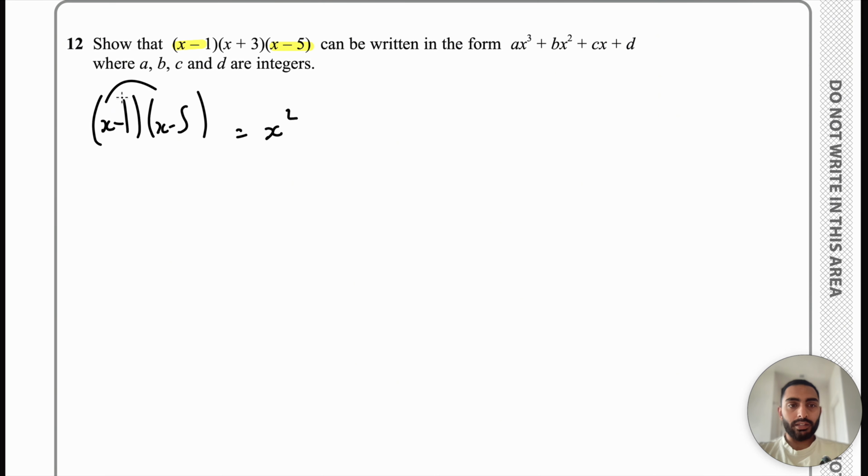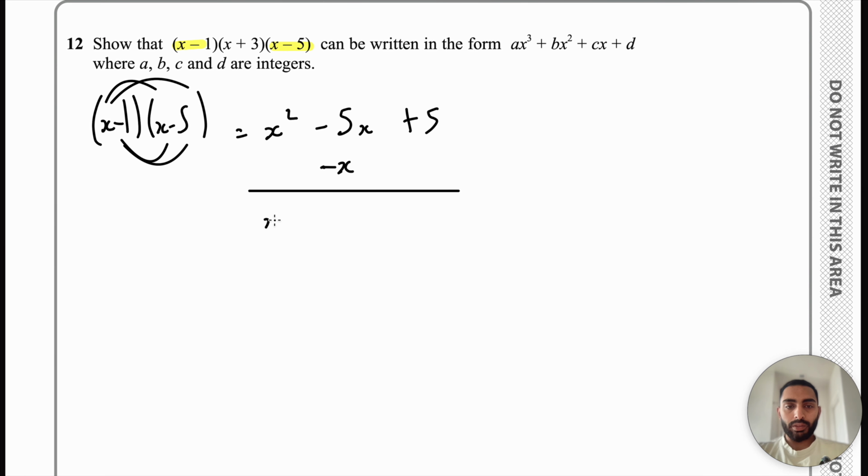And then I've got x multiplied by negative 5, which is minus 5x. Negative 1 multiplied by x, which is negative x. I'm going to write it below here. And then negative 1 multiplied by negative 5 is going to be positive 5. You had 2 things multiplied by 2 things, and I've ended up with 4 terms. So that means I've done it correctly. I'm just going to add these up.